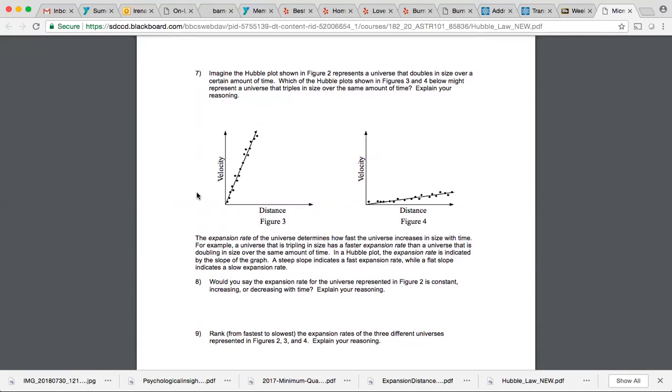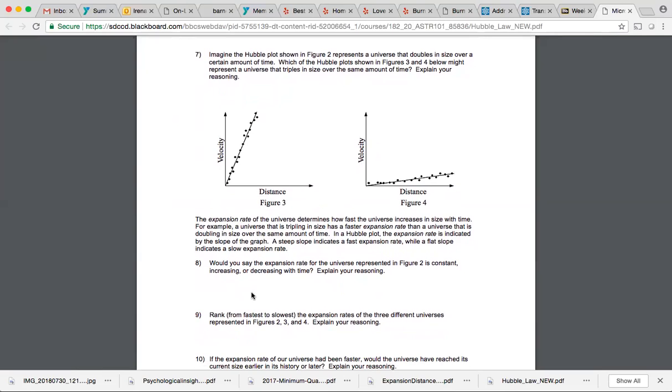Yes, because the steep slope means simply that the galaxies are moving faster away from each other. And if something is moving faster away, then it will reach a larger size in the same amount of time. Okay, very good, great. And then they explain that over here. First, they want you to see if you can use your own intuition to figure this out, and now they explain that the expansion rate basically depends on the slope. Okay, very good. How about question 8?